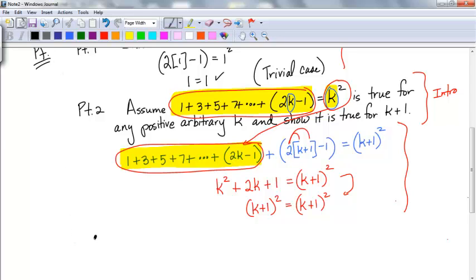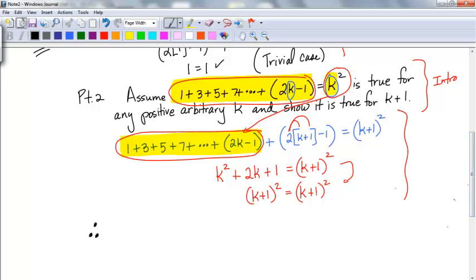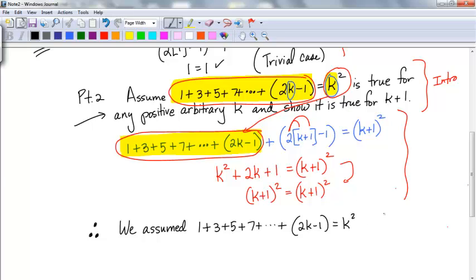In geometry, you should have used the 3 dots. The 3 dots mean therefore. Okay, now you have to write the conclusion. And basically, you just go back up to this intro statement and put it in past tense. Okay, so we assumed 1 plus 3 plus 5 plus 7, leave the 3 dots, plus 2k minus 1 equals k squared. We assume that. Now change it to past tense.